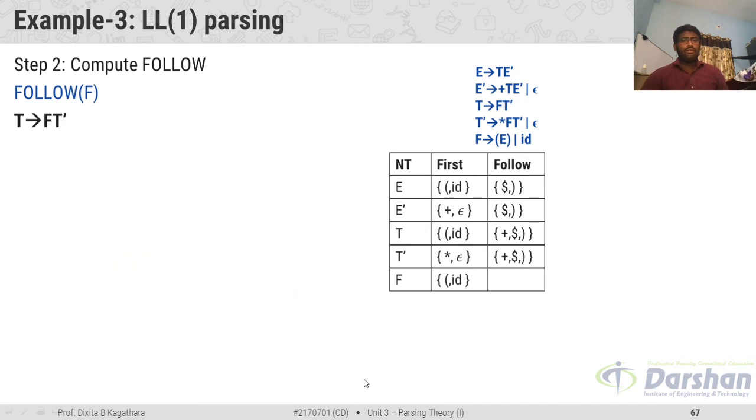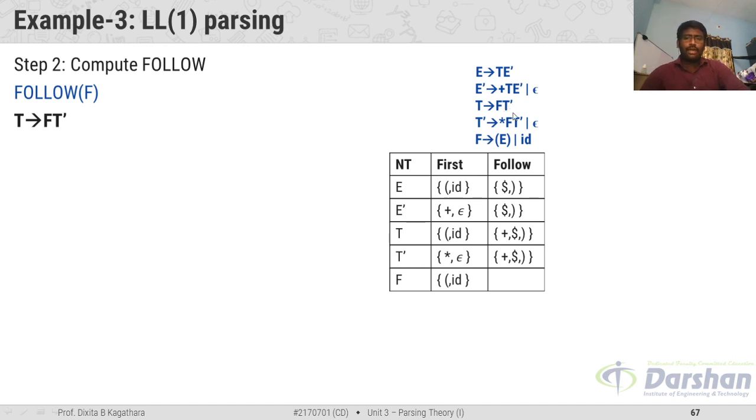So now we are going to look at follow of F. F is not followed by any other symbol; only one production is here. F is followed by only capital T dash. So now you look at it: F is followed by capital T dash.